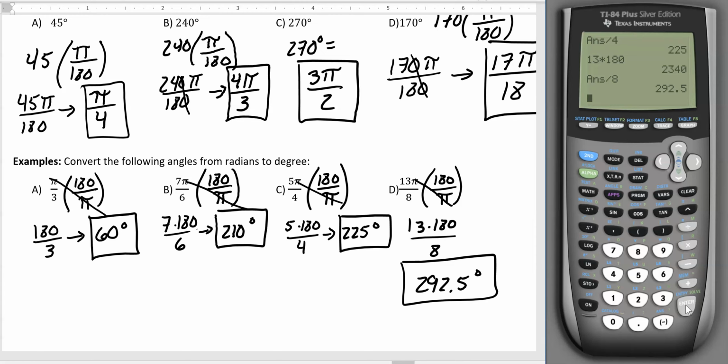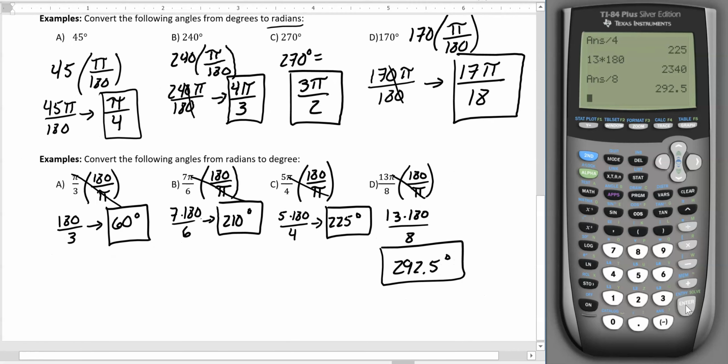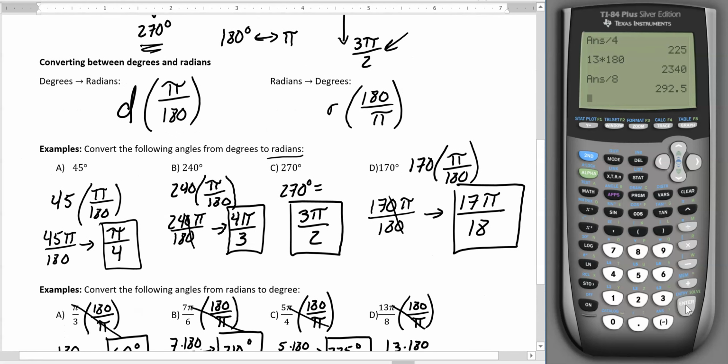So there you have it. That's how we convert from degrees to radians, and what degrees and radians really are. Remember, if we're going from degree to radian, we multiply by pi over 180. If we're going from radian to degree, we multiply by 180 over pi.